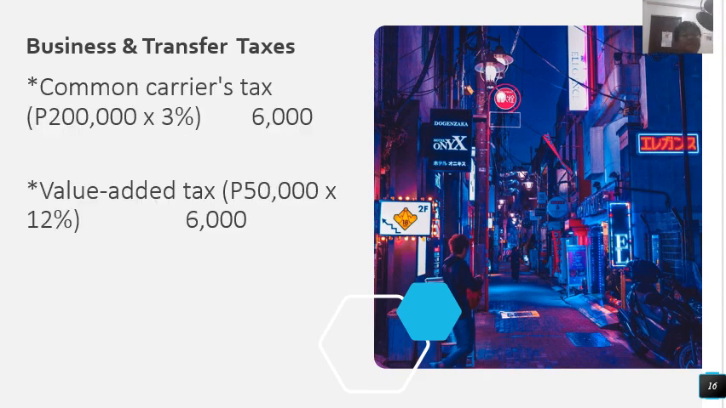Okay, correct. So, pag ang trina-transport is passenger, it is subject to 3% common carrier's tax, sinasabi natin, which is a percentage tax. And then, kapag cargoes, it will be subjected to 12% value added tax. So, yung 200,000 na gross receipts from passenger times 3%, so 6,000 and common carrier's tax, percentage tax, and ang VAT is yung cargo, 50,000 times 12%. So, mayroong 6,000 pesos. Nagkataon lang na parehas yung amount.